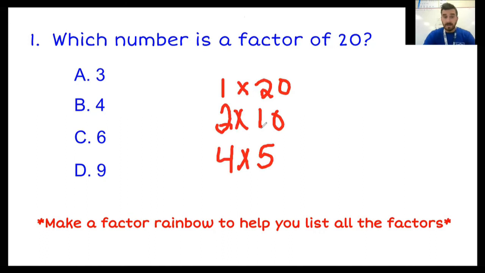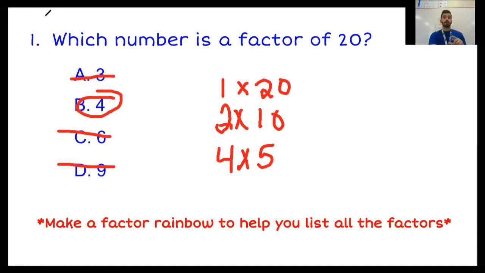So then I can look at the answer choices. It says which number is a factor of 20. I don't see 3 up there. 4 I see. I don't see 6. I don't see 9. So just the way that I do it, I ignore the answer choices until I've done all the work. Then I look at my answer choices.